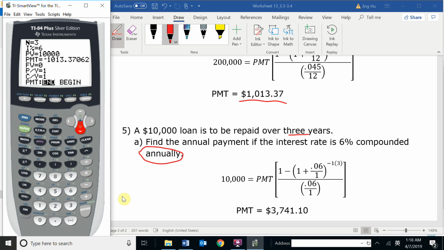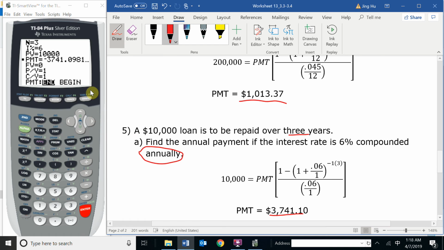For now, let's see the payment. Reset at 0 first, then cover the 0, alpha, enter. So every year you need to pay $37.41.10.